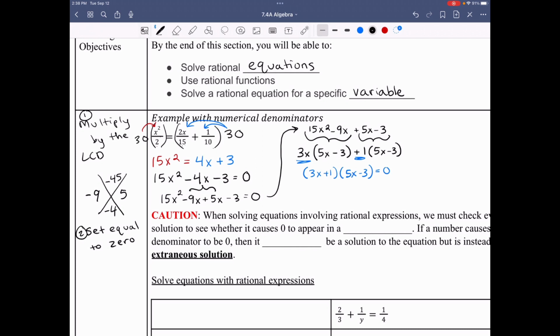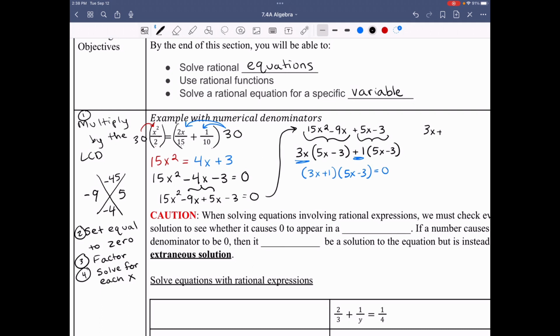This is step 2. Step 3 is we factored. And now step 4 is solve for each x, or x factor. We have 3x plus 1 equals 0. If I solve that, I subtract 1 from both sides, and then I divide by 3. So x equals negative 1/3.